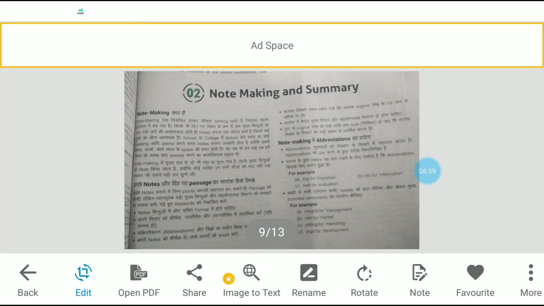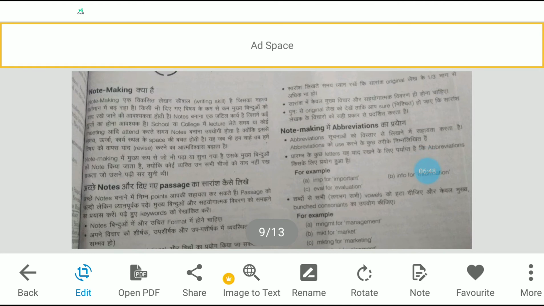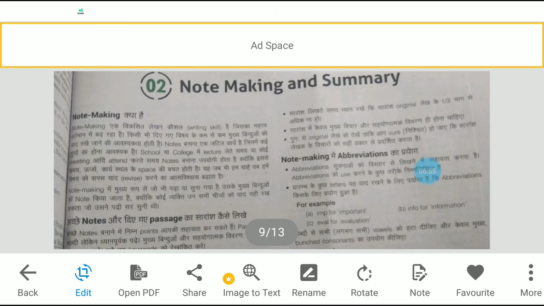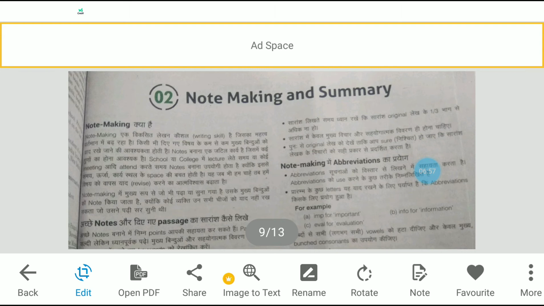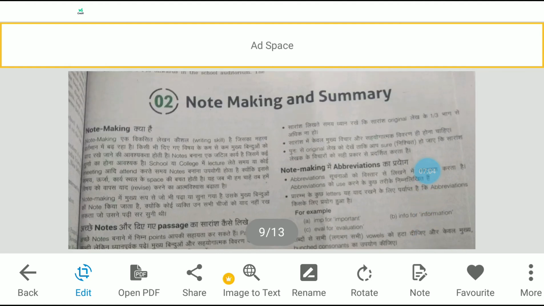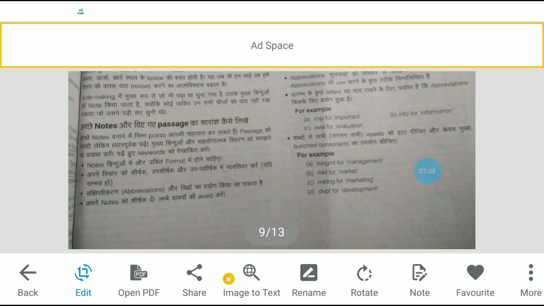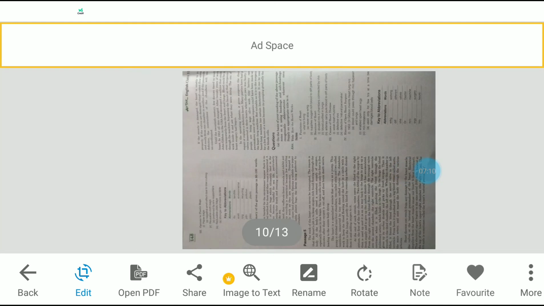Now come to note making and summary. So what is the meaning of note making? I already made you understand that. It is a kind of writing skill, so that you can note down only the important points. You can take benefit of this Hindi explanation of note making and summary. So it is my request to you, please read once this information which is given in Hindi, as well as what I already gave you in English.